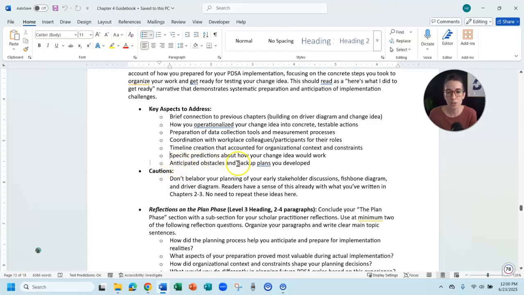Any anticipated obstacles and backup plans that you developed. So let this be brief. We don't need to know what your second or third IRB was by any means, but you're trying to communicate how prepared you were. You're trying to communicate how organized you were.